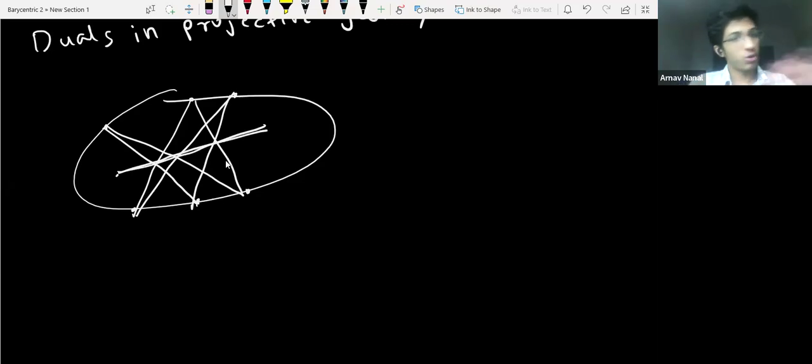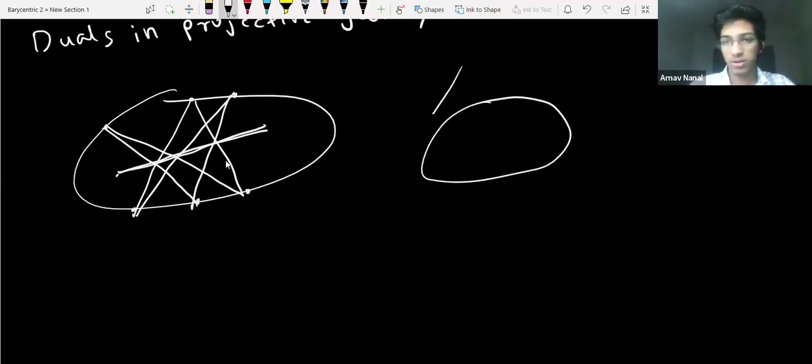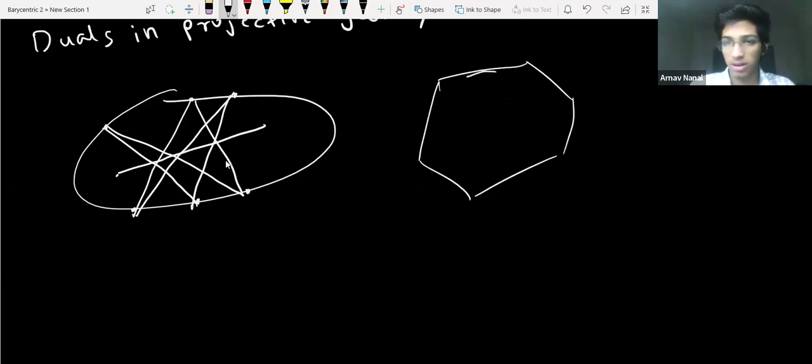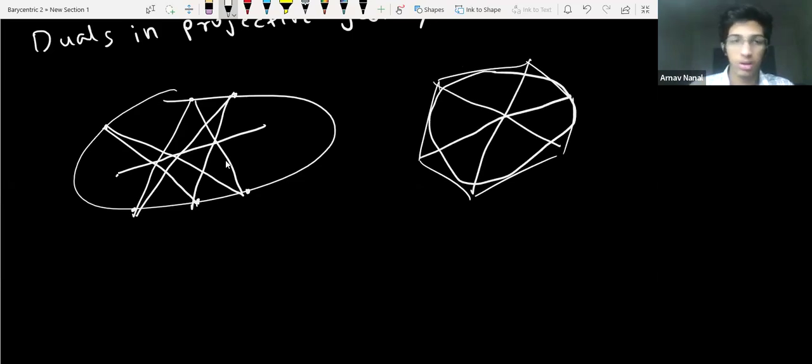And if you just take the dual of this, that is just taking the polar with respect to the conic, you will get that if the conic is tangent to 6 lines, I don't know how to draw this, and there is some conic which is tangent to all of these, then you will get that the diagonals are concurrent. So basically points and lines behave the same way, you can just swap them. Does that make sense?